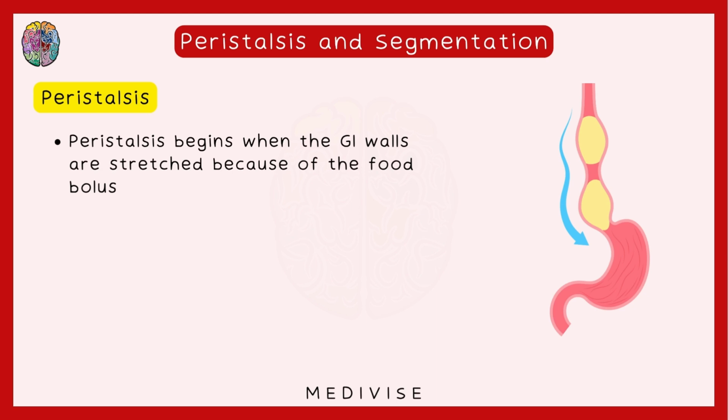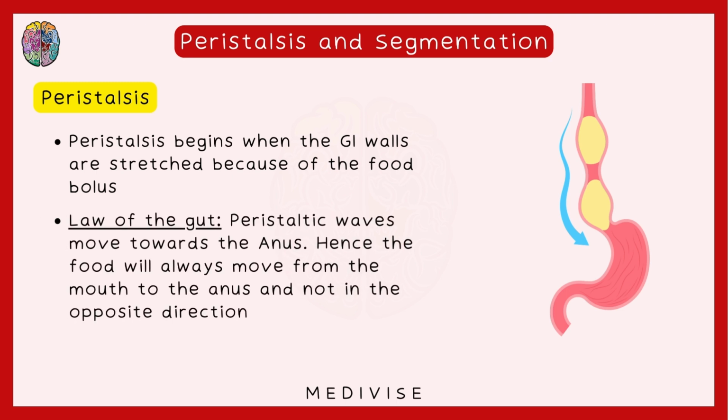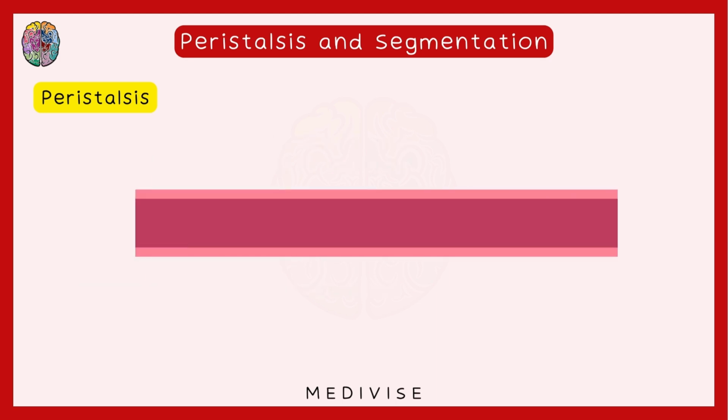Another thing that you should know is the law of the gut. So what does the law of the gut tell us? It simply says that the peristaltic waves move towards the anus, meaning in the forward direction. Peristalsis does not cause the food to move in the opposite direction or towards the mouth. It is very simple. Now let us see peristalsis in an animation.